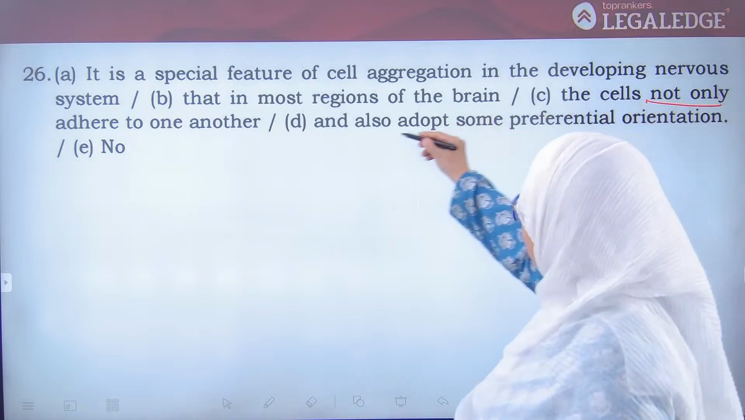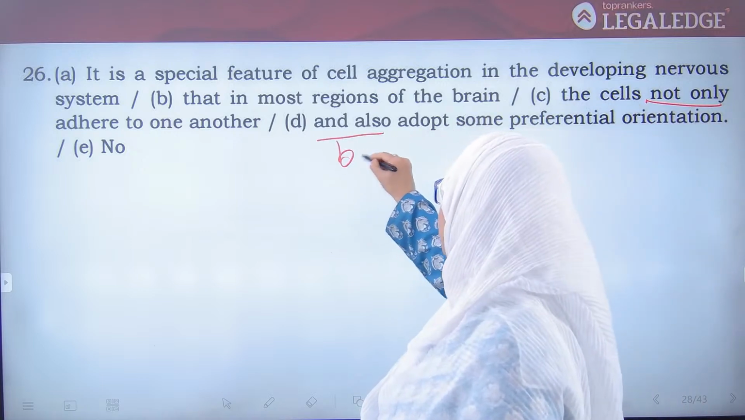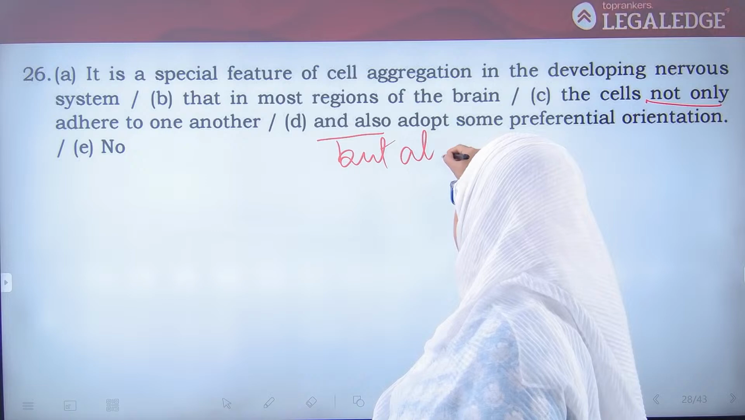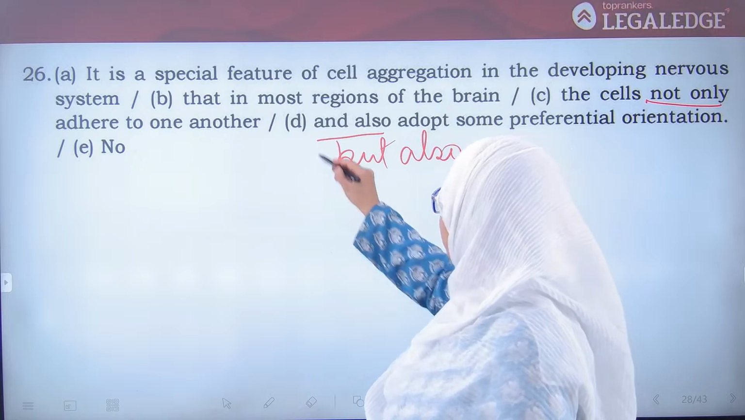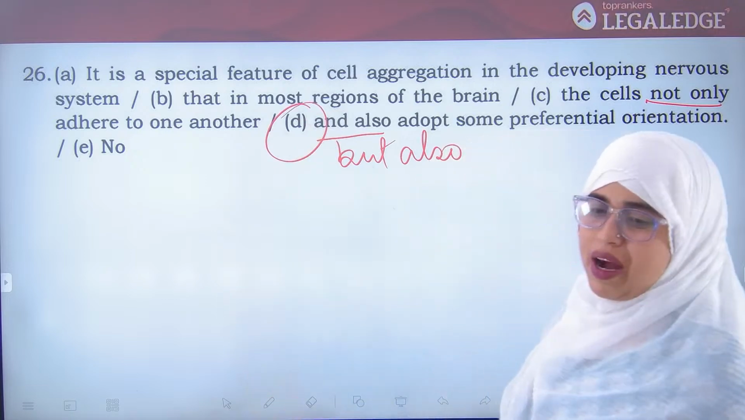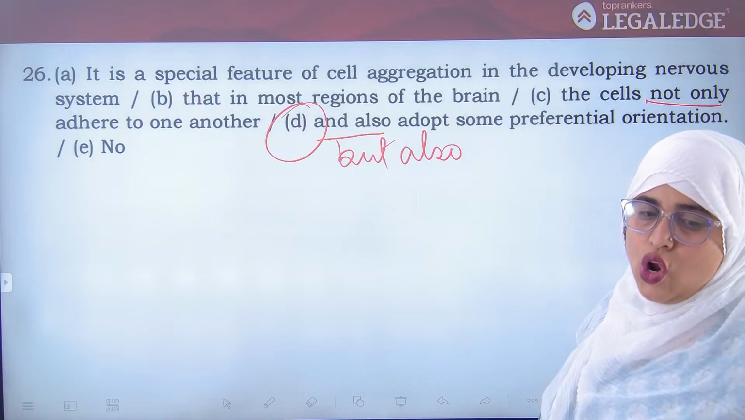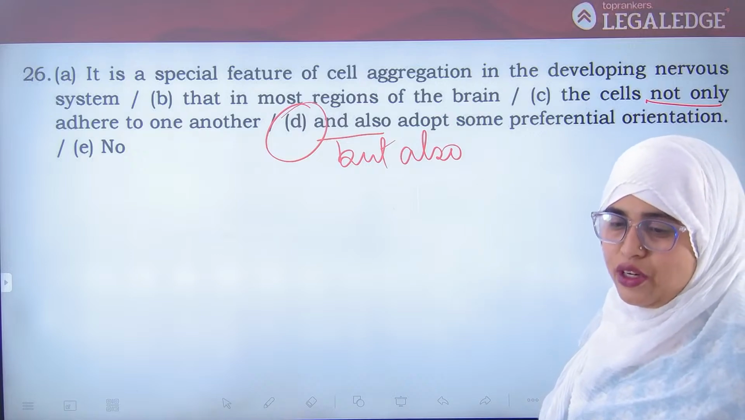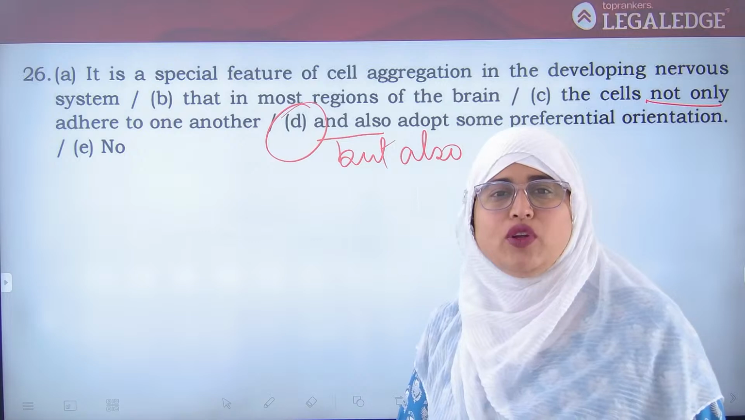Not only के साथ but also आता है. And also नहीं आता. Wrong correlative conjunction. Erroneous part is D. Not only, instead of and also, it has to be but also.